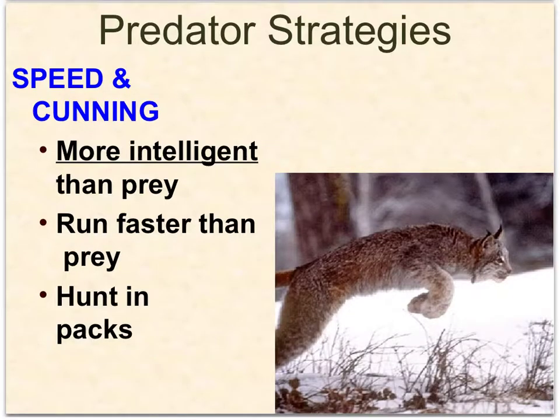Another predator strategy is their speed and their intelligence. So the more intelligent they are, the easier it is going to be to catch their prey. Obviously, the faster they can run, the more easily they can catch their prey. Some of them hunt in packs.